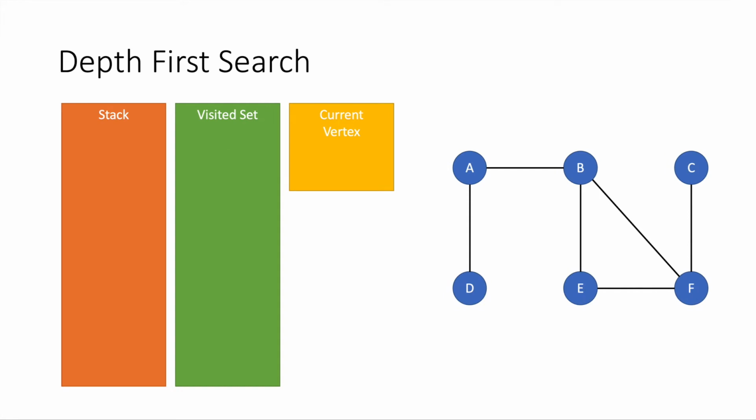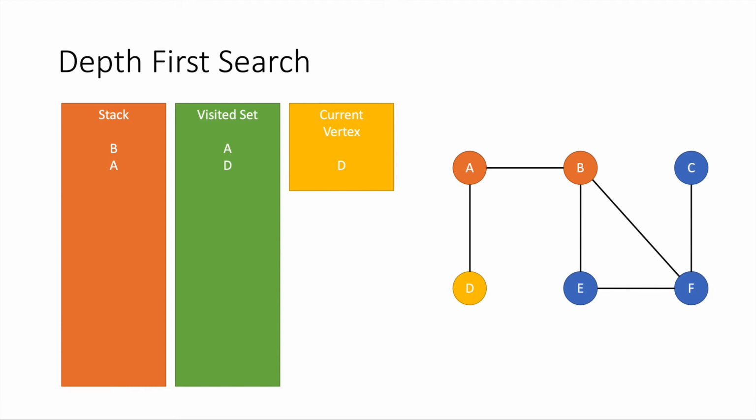We start with our starting node A on the stack, and we enter the main loop. We take the last non-visited item from the stack and set it as the current vertex. We set the current vertex as visited, and we add all of its neighbors to the stack. We then skip to the next unvisited item in the stack, D. We add the current vertex to the visited set and its neighbors to the stack.